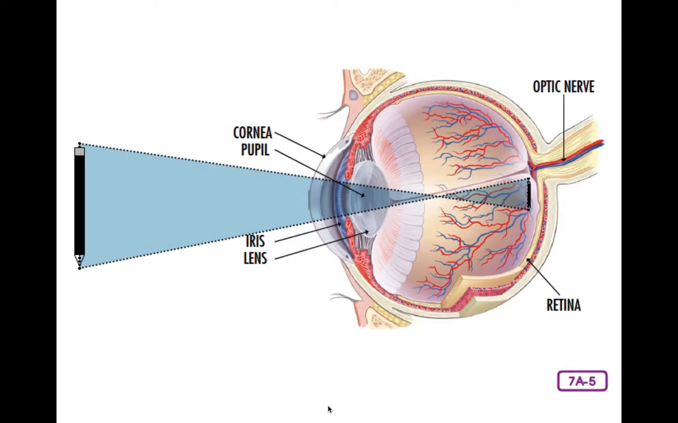In order to see, you need light. It can be natural light from the sun or electrical light from a bulb. But all seeing begins with light. The eye sees objects by seeing the light that reflects or bounces off objects.